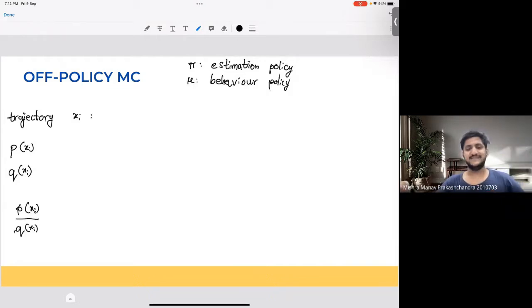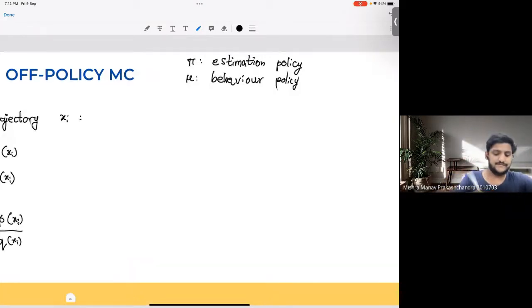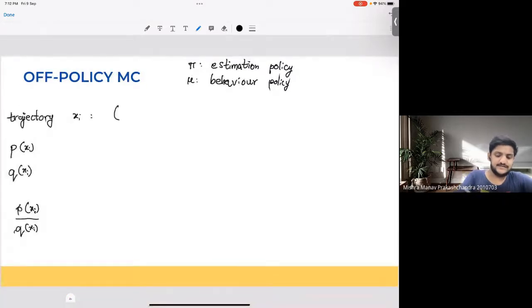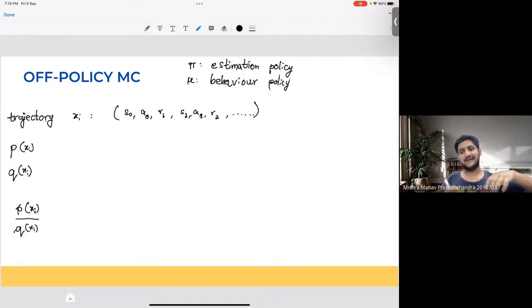So xi is basically a trajectory. If this trajectory is, let's say, you have a start position, we take action A0, then R1, then S1, A1, R2, and so on. So this is the trajectory that you have. You have a start state, you draw out random trajectories, because in Monte Carlo, you draw out random trajectories, and based on that, you do your updates, right?